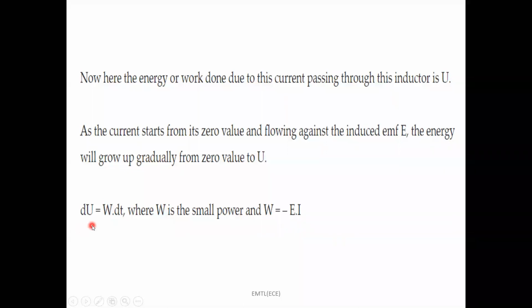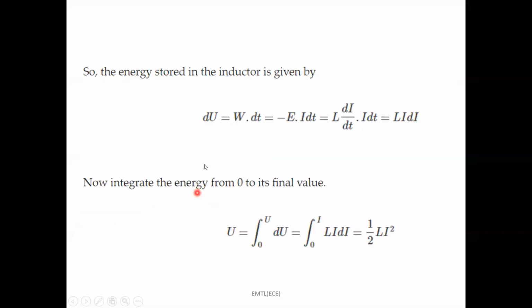So dU is the smallest work done. W is the smallest power with a time dt. But power is expressed in terms of voltage and current. Here voltage is also named as induced EMF. Now substitute this value here. Then the smallest energy stored, and energy stored is nothing but work done. So work done is equal to W into dt.